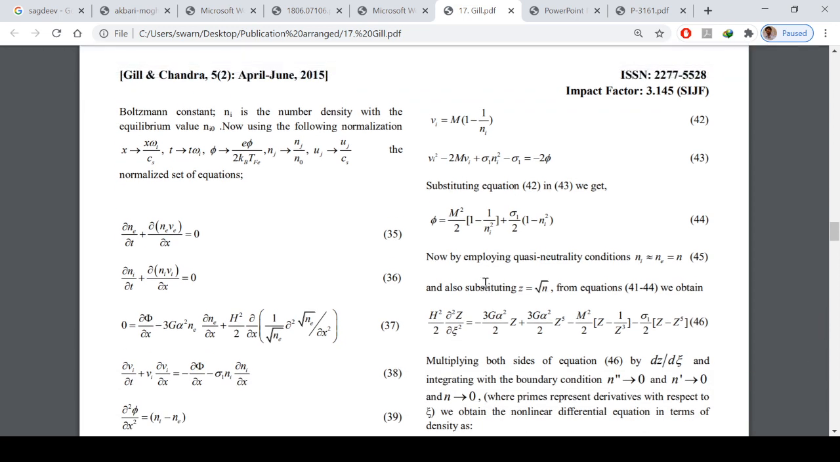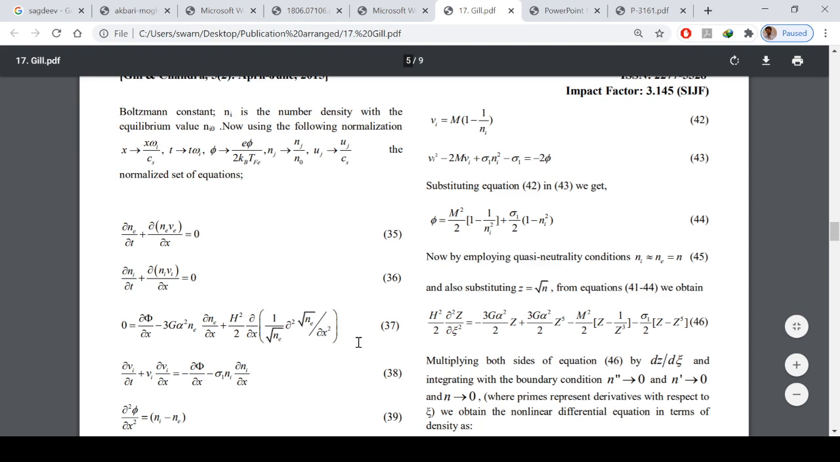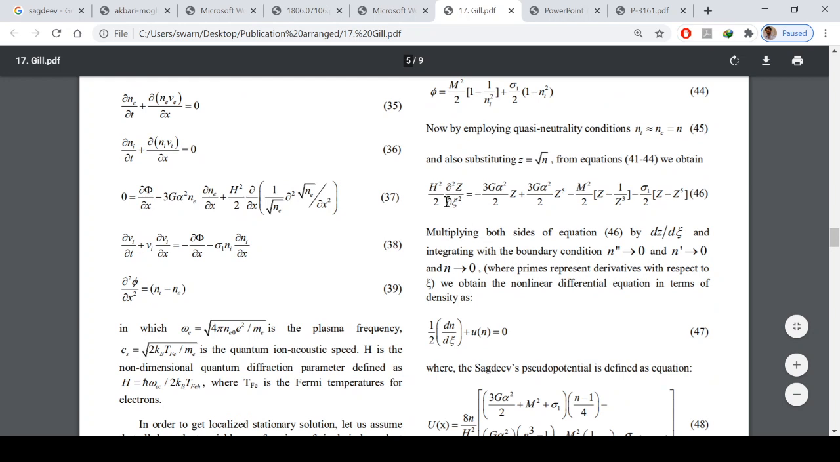Okay, now we employ this quasi neutrality condition. There may be some different aspects as well, where apart from quasi neutrality, some other conditions may be used as closure property. So ion density, electron density is equal to the equilibrium particle density. This is the quasi neutrality condition. And substitute z is equal to root over n, that is root over ni ne. So from these two equations and the previous equations, with such a substitution, z is equal to root over n, we get an expression of z and xi, a differential equation of z and xi.